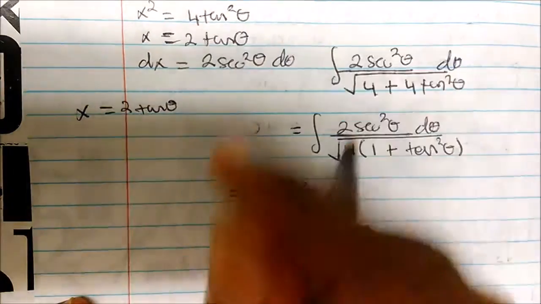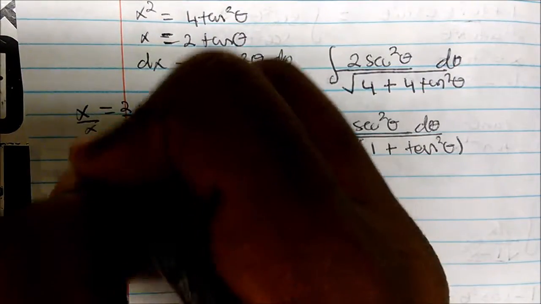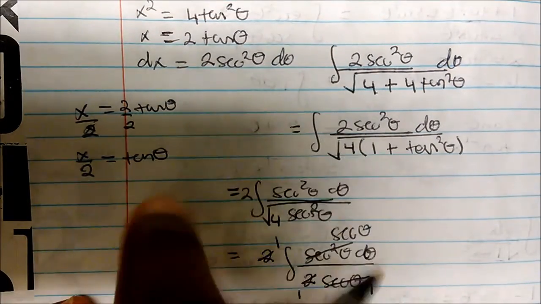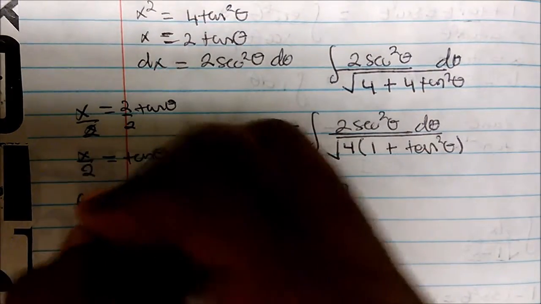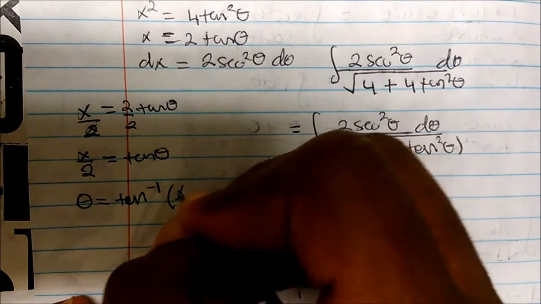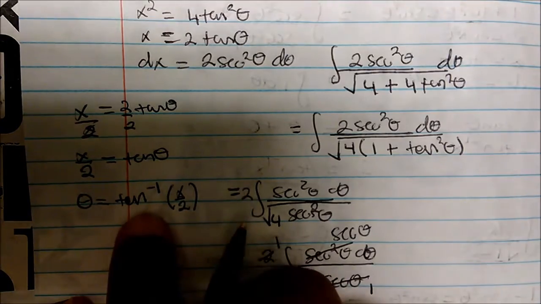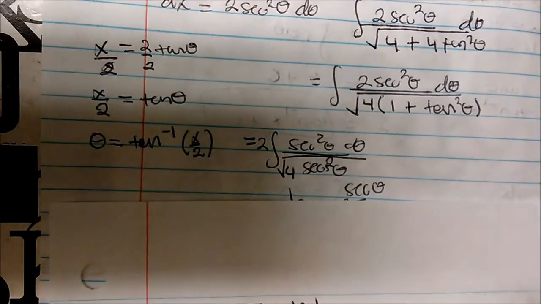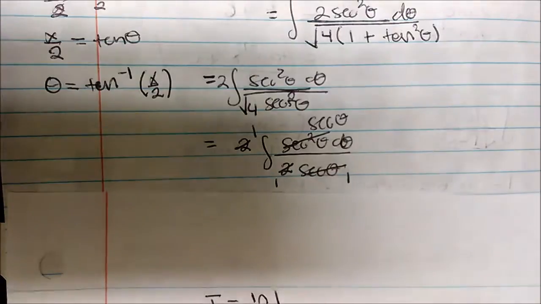If x is equal to 2 tangent of theta, then we need to find what theta is. So if I divide by 2 on both sides, x over 2 is equal to tangent of theta. Therefore, if I take the tangent inverse on both sides, then I get theta to be equal to tangent inverse of x over 2. So this is what we substitute in for theta. And so if I look at this now, this becomes a natural log.